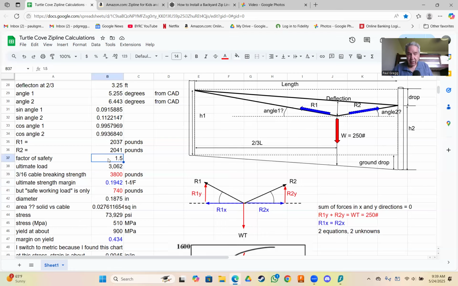But engineers have what they call a factor of safety. So even though my limit load is 2,000 pounds, my ultimate load, which I want to design to, is 3,000 pounds.